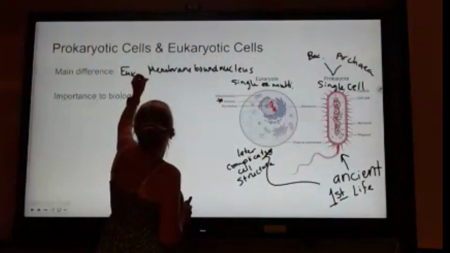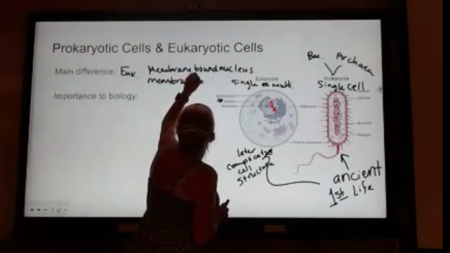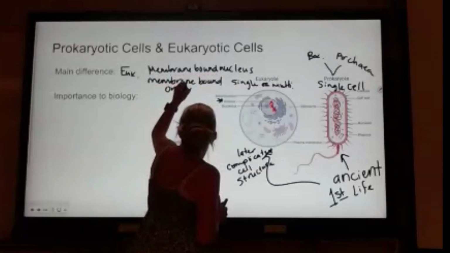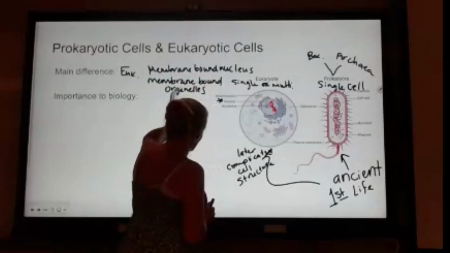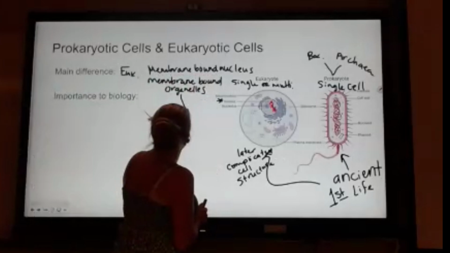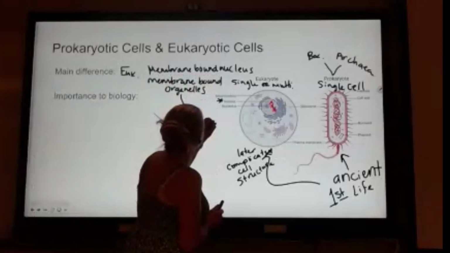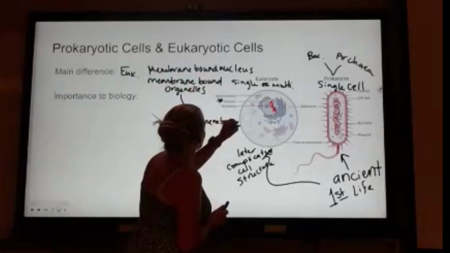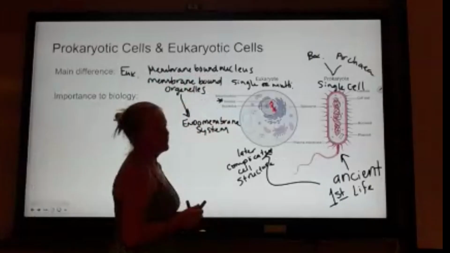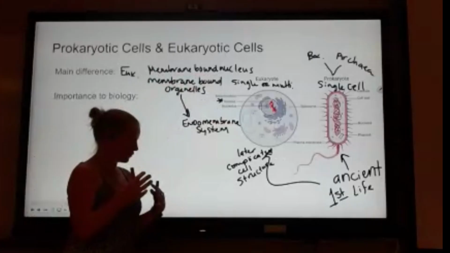Eukaryotes also have membrane-bound organelles. And if you've already started working through the chapter 4 material, we're going to see that in the endomembrane system that has all of the organelle components that are used to transport stuff.